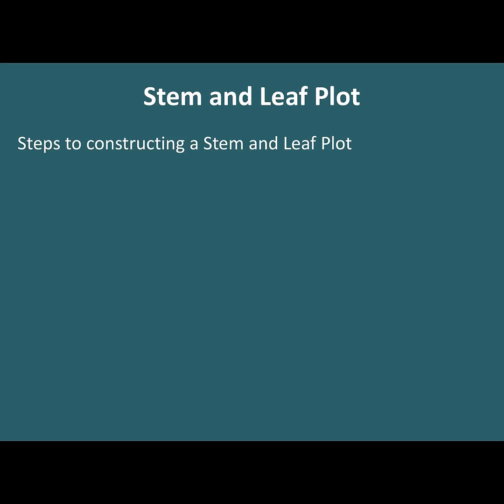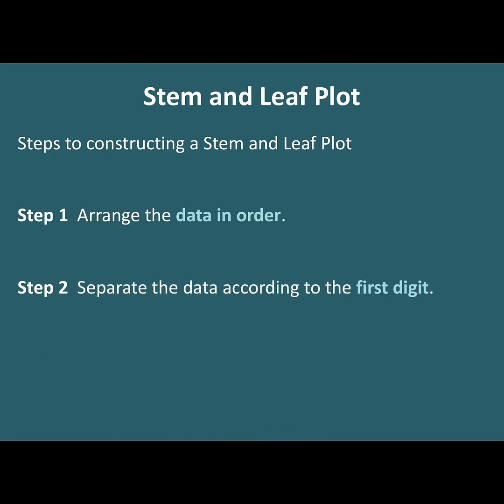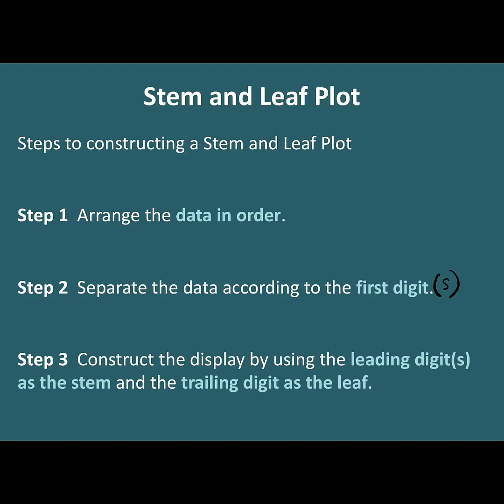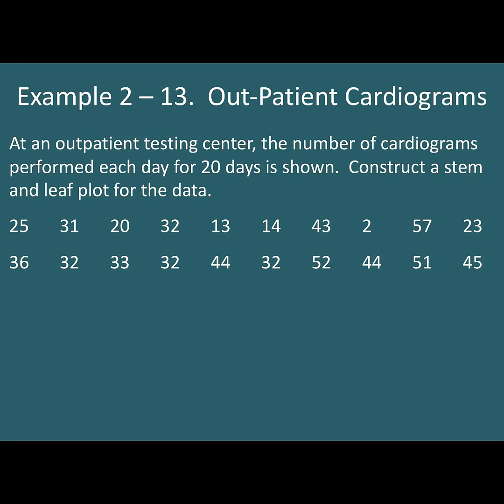Steps to constructing a stem and leaf plot. Step 1. Arrange the data in order. Step 2. Separate the data according to the first digit or digits. Third, construct the display by using the leading digits as the stem and the trailing digit as the leaf. As a repeat from a previous example, let's take another look at the outpatient cardiograms example. As mentioned before, the first step will be to arrange the data in order.